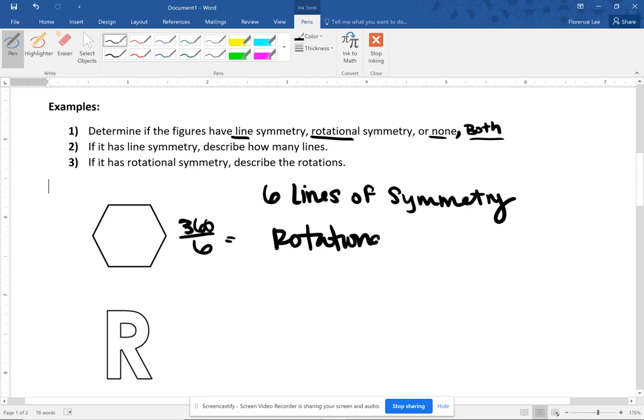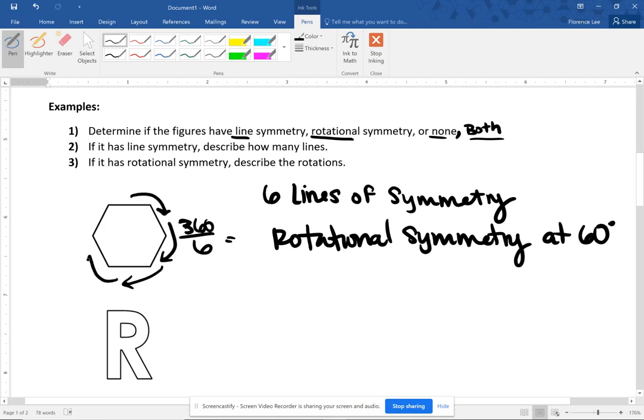We would say it has rotational symmetry at 60 degrees. Okay? In fact, each turn would be 60, right? And then 120, and then 180, and then, let's see, 240, 300, and then back to the beginning again, right? So each turn at 60 degrees. So actually, this shape has both.